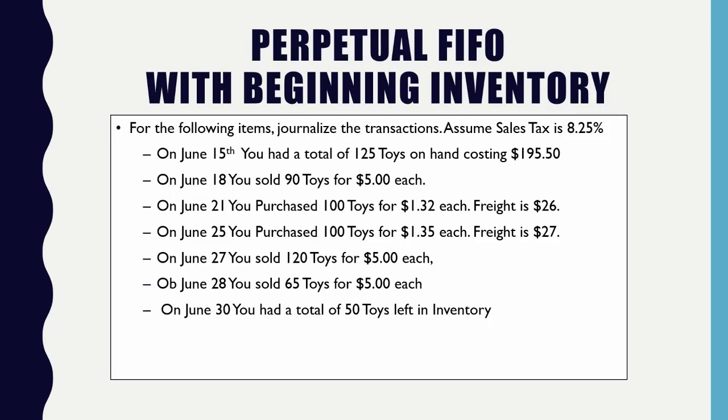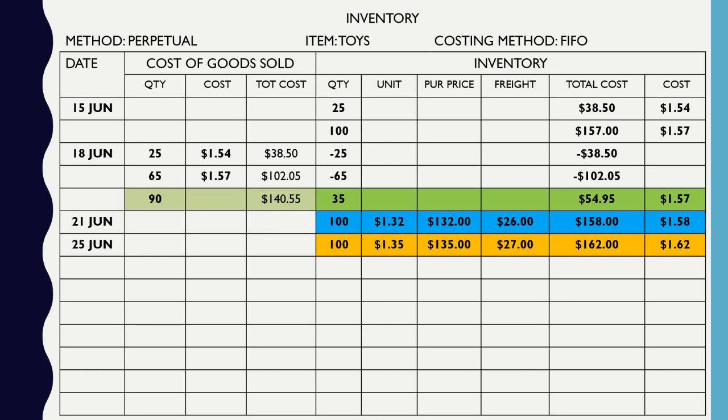So then, next thing that happened on the 25th is you also made another purchase of 100 toys for $1.35, and your freight is $27. So here, I've already done the calculation for you. I recognize that I have a new batch, so I'm going to highlight it and make it another color that I haven't used before. So in this case, I've already utilized red, yellow, and now I've indicated this one as orange, right, as my third and new batch.